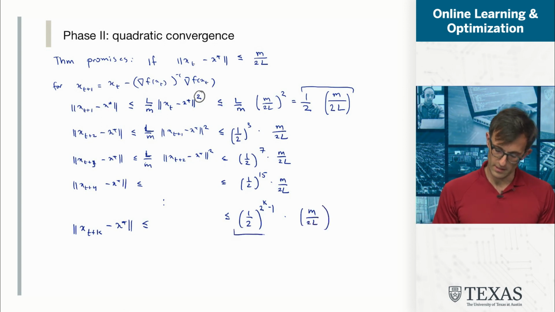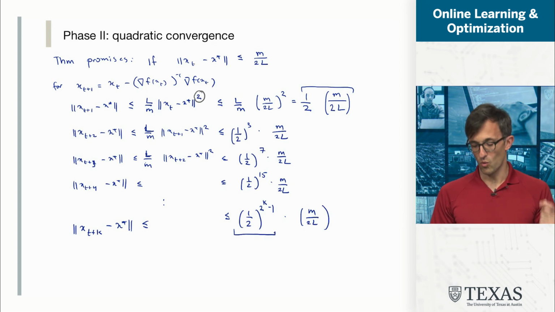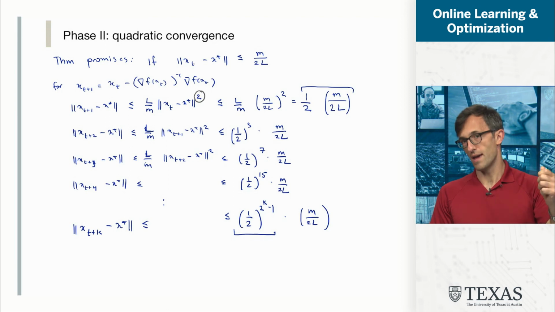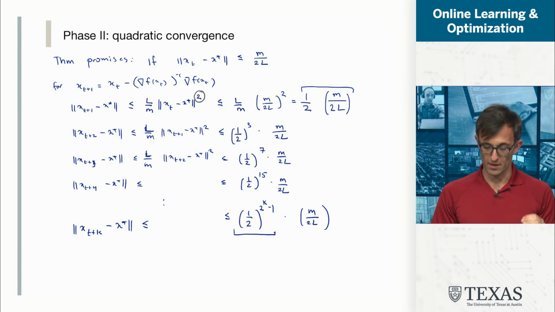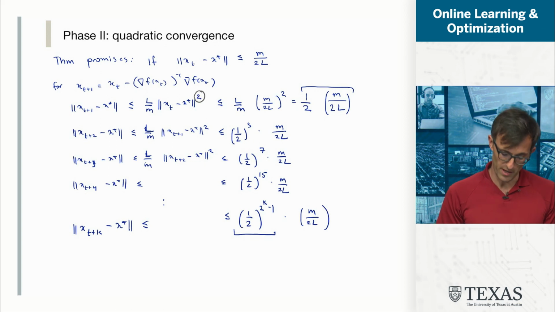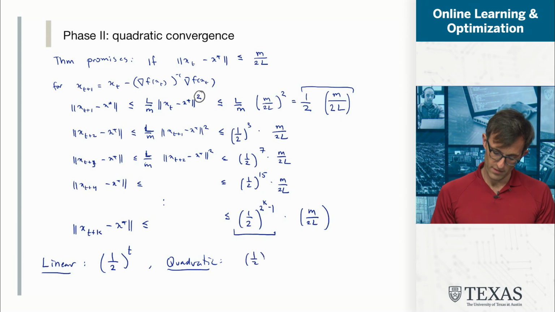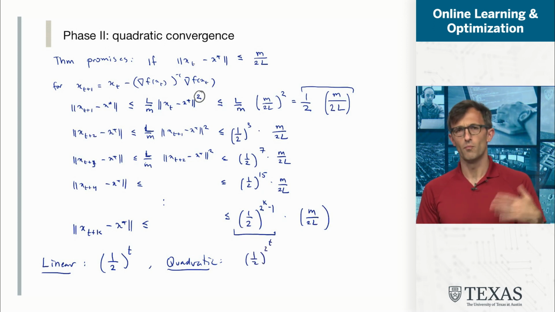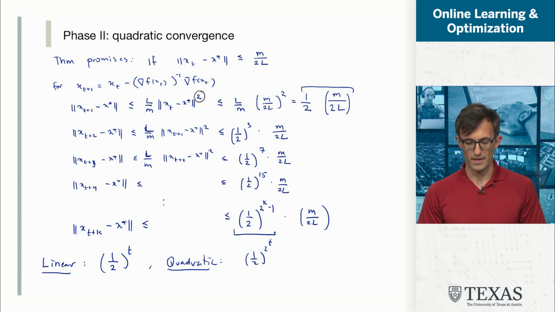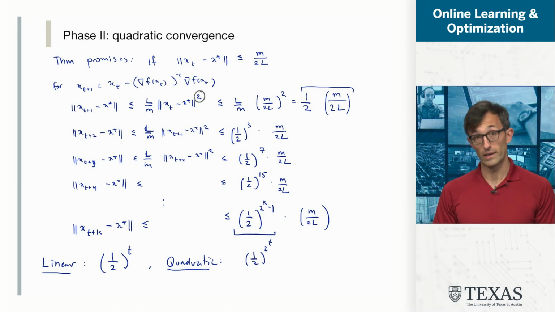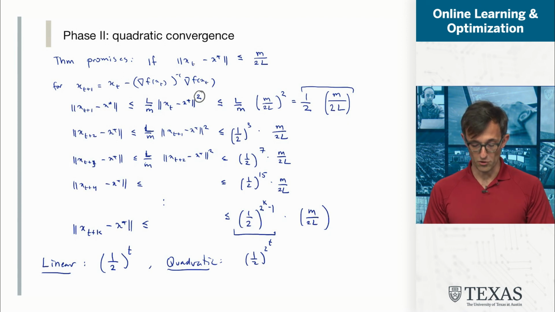So let's look at this convergence. We're converging like 1/2 to the 2 to the k, and that's why this is so fast. Let's again just quickly compare. Linear convergence looks like 1/2 to the t, and quadratic convergence looks like 1/2 to the 2 to the t. Again, the 1/2 and the 2 are just constants. They're not that important here. The importance is recognizing how much faster quadratic convergence is compared to linear convergence.